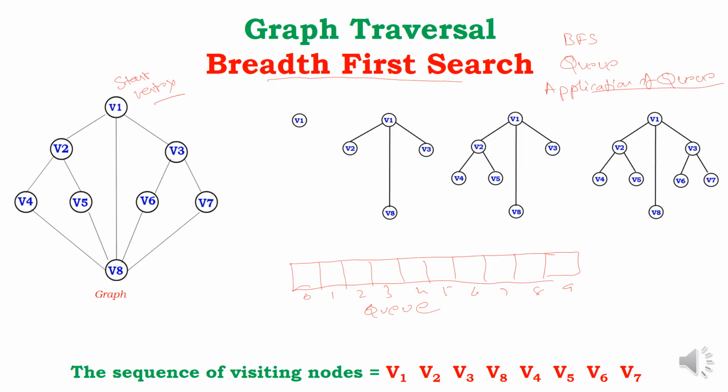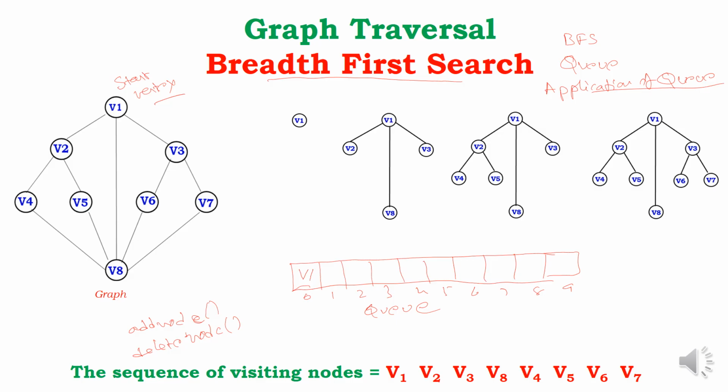So we start visiting nodes from V1. The two different operations of a queue are add node and delete node. We can add a node to the queue, and we can delete a node from the queue. As we have to start visiting nodes from V1, first add V1 to the queue. So V1 is there in the first location of the queue.